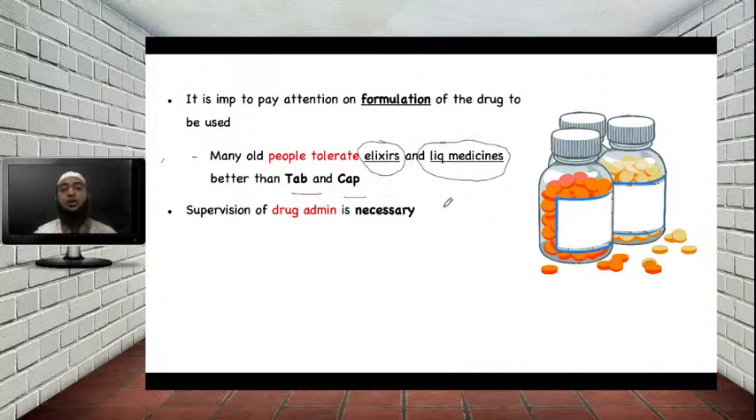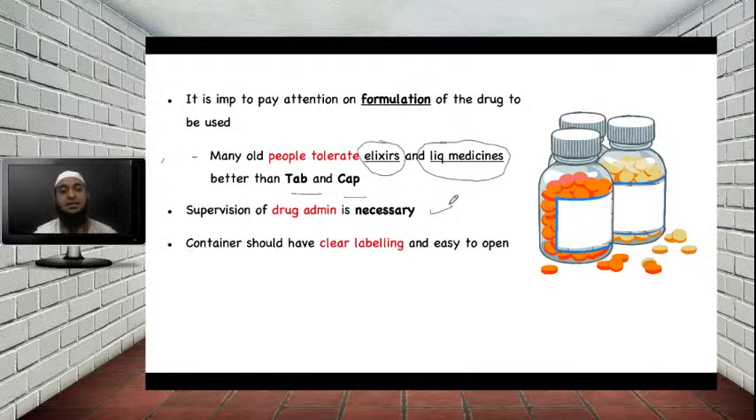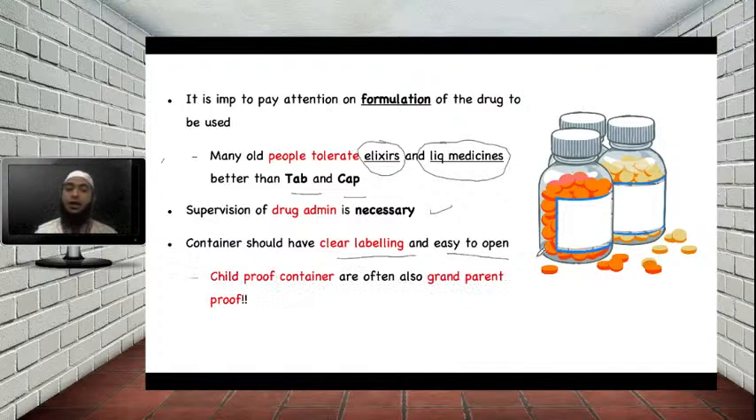Likewise, supervision of drug administration is very necessary. You must actively supervise drug administration in elderly patients. Then the container should be clearly labeled, and it should be easy to open, because some elderly patients have shivering hands and are not able to open the container, and it may lead to non-compliance in the patient. Sometimes the child-proof container, which is made intentionally difficult to open, is often grandparent-proof also.